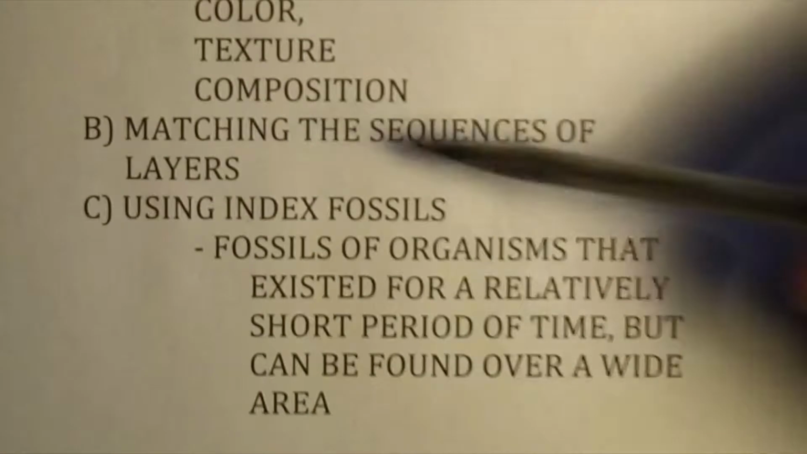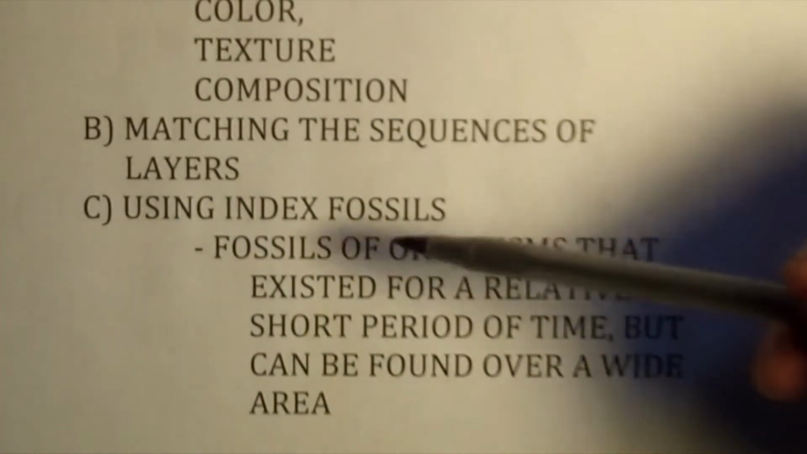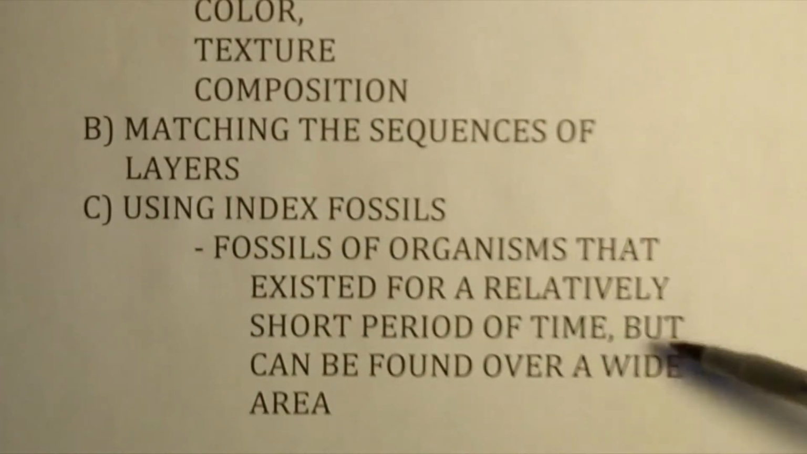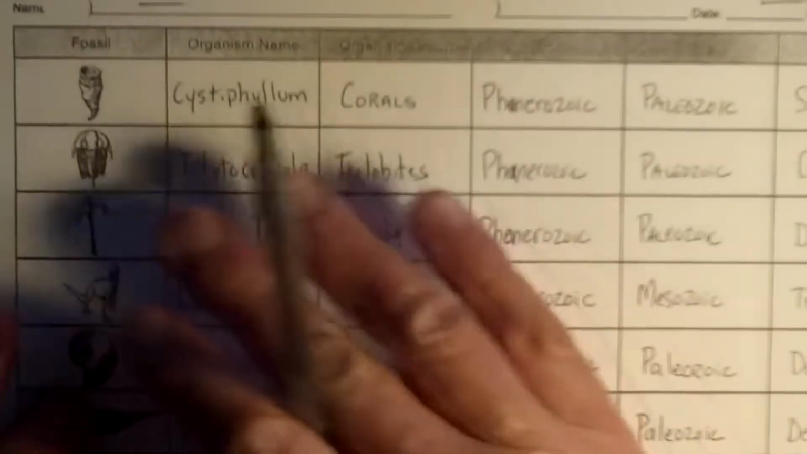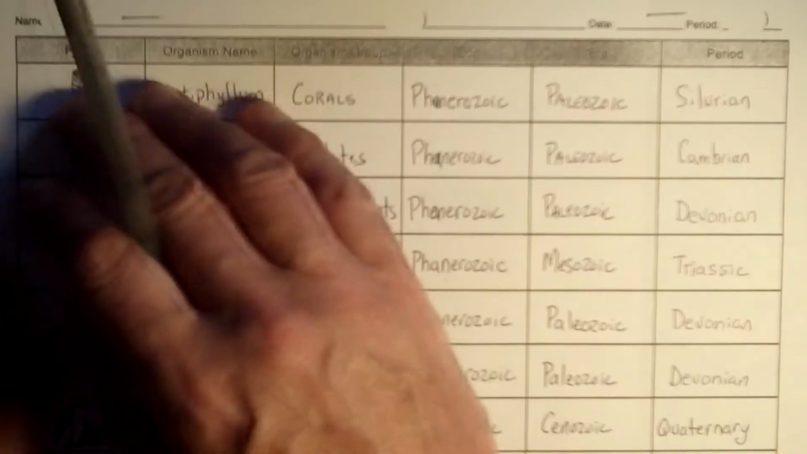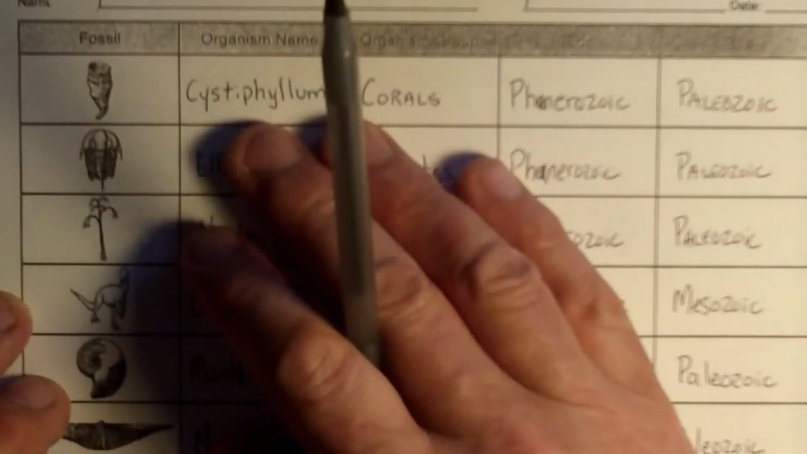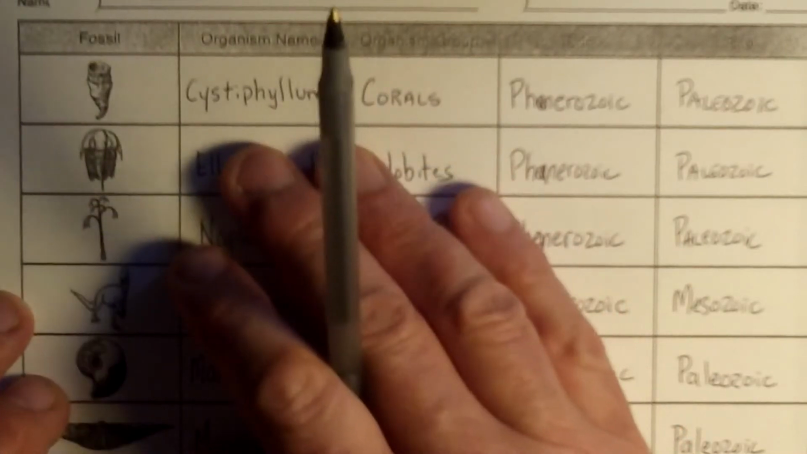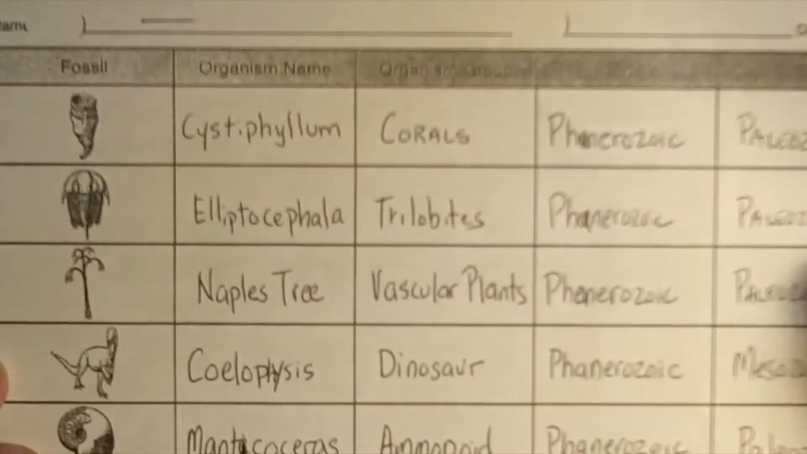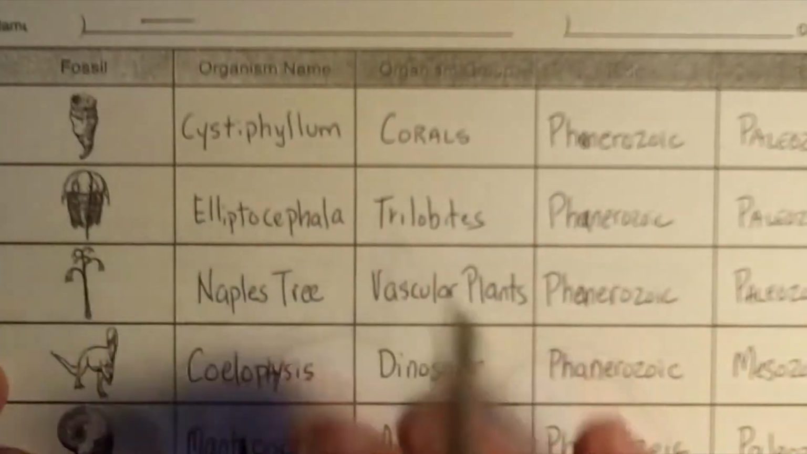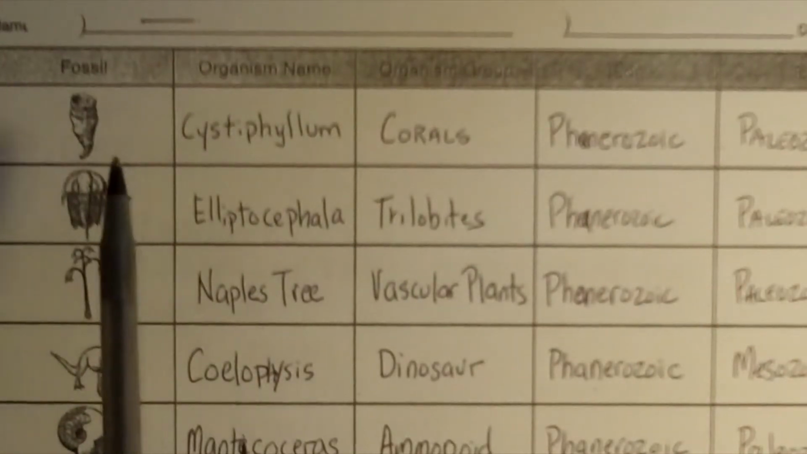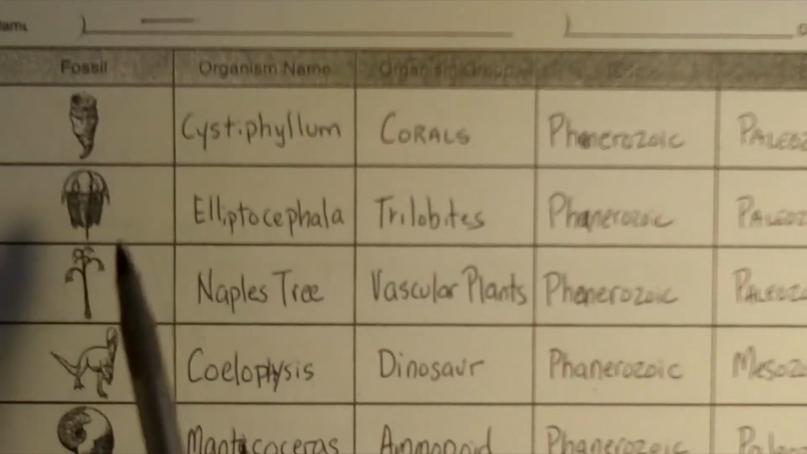And here we have this idea about index fossils, fossils of organisms that existed for a relatively short period of time, but can be found over a wide area. Here's actually the answers to each one of the index fossils. Let's see how I got them, and then I will ask you to continue and see how your answers compare to my answers. So the first one we had here, we see this picture of this fossil right here.